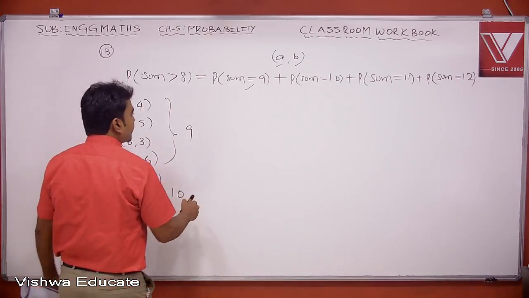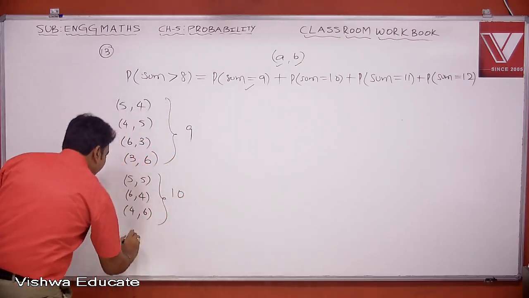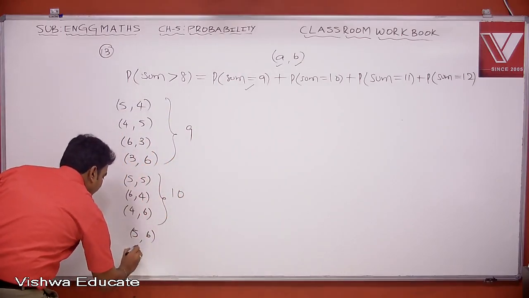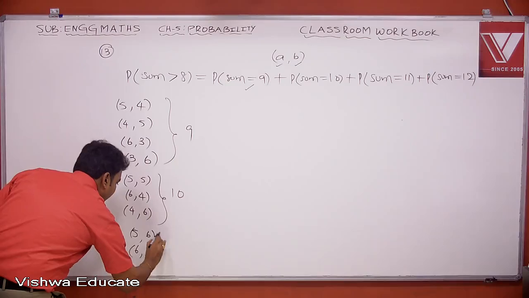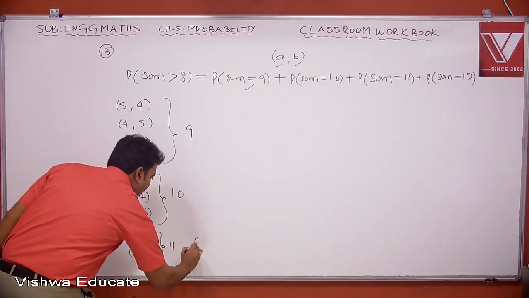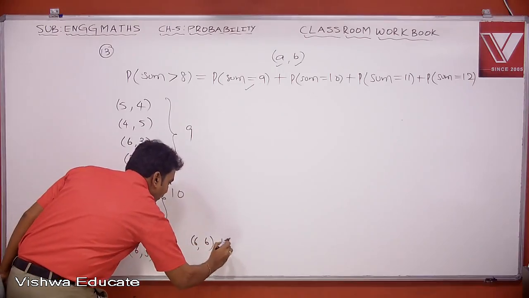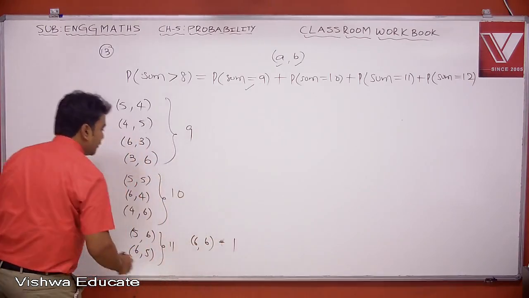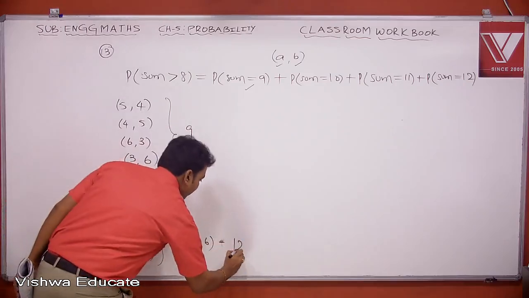Now if you want to get sum 11, the possible cases are 5, 6, 6, 5. In this case, I will get 11: 5 plus 6, 6 plus 5. To get sum 12, I have only one case, that is 6, 6. So in this case, only one chance, right? So in this case, the sum is 12.